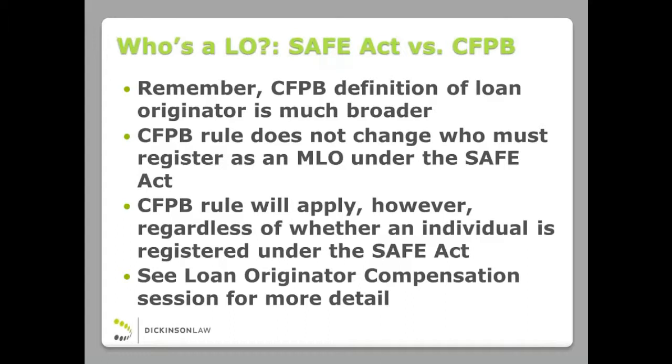For purposes of today's presentation, keep in mind that the CFPB rule definition of loan originator is much broader than the SAFE Act definition. Under the SAFE Act, MLOs have to take an application and offer, extend, or negotiate the credit. Under the CFPB rule, it's take an application or offer, extend, or negotiate the credit. That's a bit much broader. So all of your SAFE Act MLOs will be loan originators under the CFPB rule. But you may have employees who are not registered MLOs who will fall under the CFPB loan originator rule and be subject to both the compensation and qualification requirements.